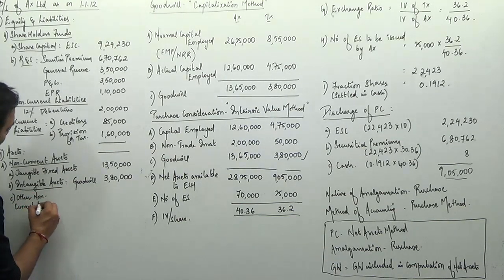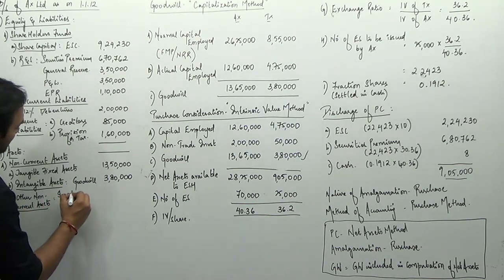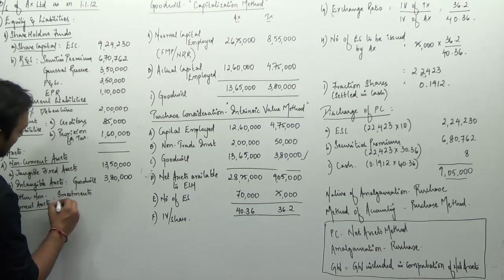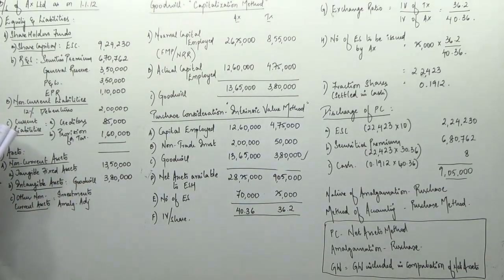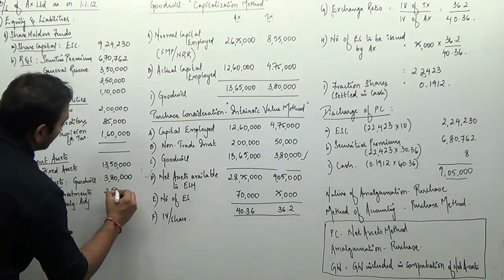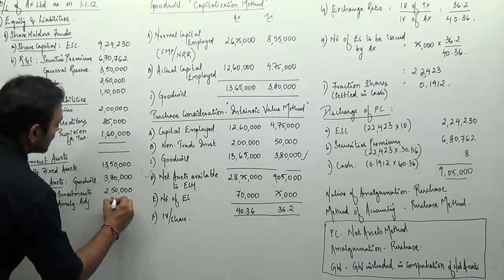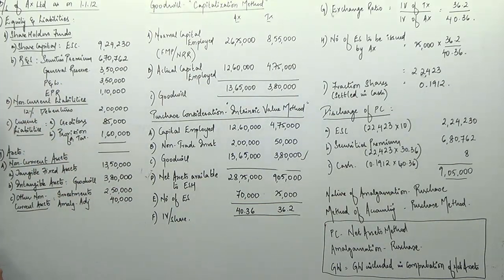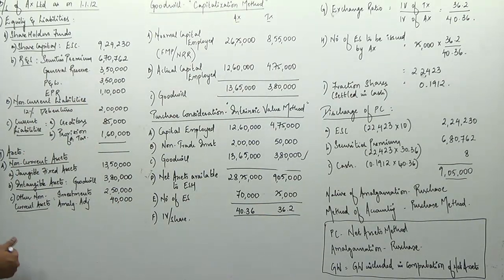Other non-current assets. The first one is investments, and the second one is amalgamation adjustment. Investments, sum total of both is 2,50,000. Amalgamation adjustment is only for the statutory reserve of the selling company taken over. Selling company's export profit reserve taken over is 40,000. Not for the entire export profit reserve, because already existing is 70,000. What you have taken over from the selling company is only 40,000. That's it. Come to your current assets.